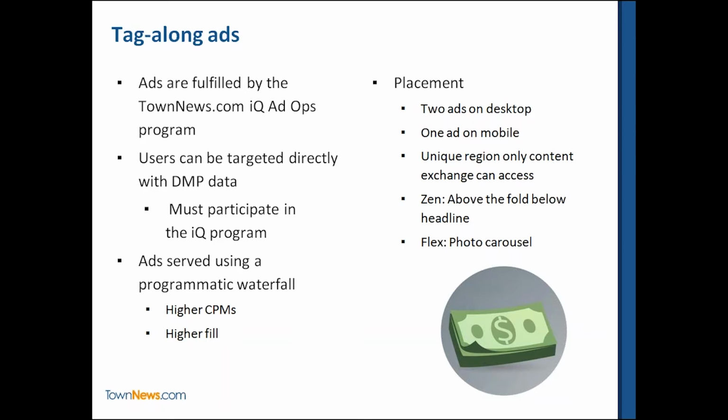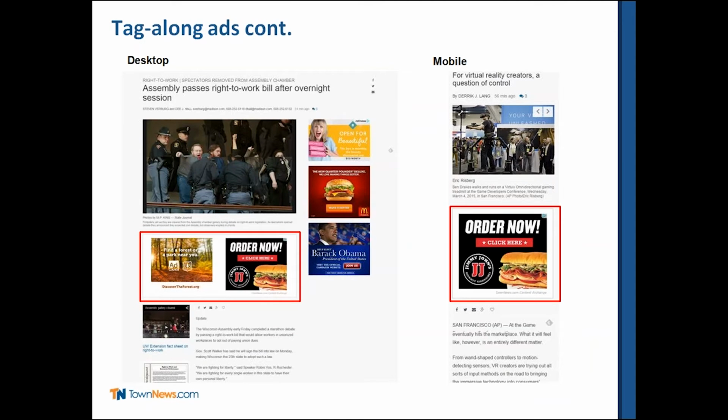Where we put these ads, there's 2 on desktop, 1 on mobile. It's a unique region that only Town News can access. And in Zen, we put it above the fold, below the headline, and in Flex, it's directly below the photo carousel. So I'll show you in Flex, the red boxes are the content exchange ads. On the left is the desktop. We serve 2 ads on desktop just because there's more space there, and we saw that there's more revenue generated from that. And then on mobile, obviously, we have less space, and so we downgraded to 1 ad for mobile.